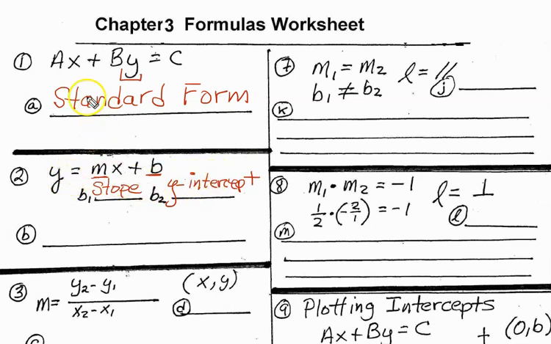Now, when you have an equation in standard form and you solve it for y, so y equals something, in this form, this is called the slope-intercept form of the linear equation in two variables. All right, let's go on.